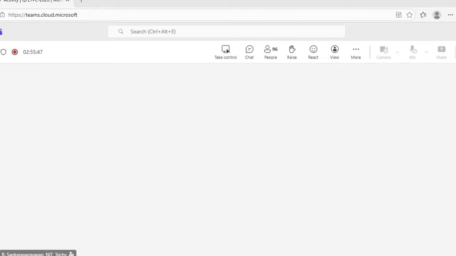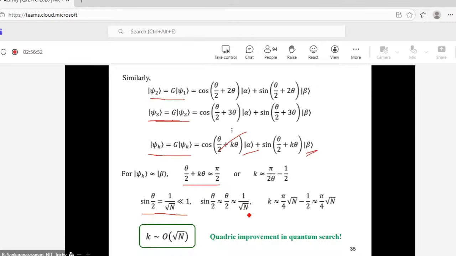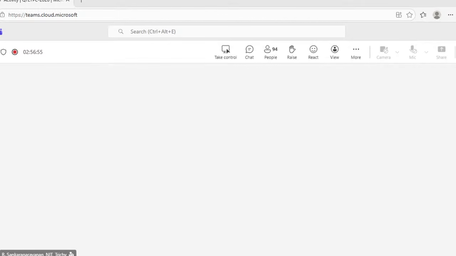And here you see that sin theta by 2 is actually 1 by root n. Since n is very large, sin theta by 2 is very small. So since sin theta by 2 is very small, it can be approximated by theta by 2. So theta by 2 is approximately equal to 1 over root n. Or in other words, if you set theta equal to 2 by root n here, k is given by this. k is approximately equal to pi by 4 square root of n minus 1 by 2.